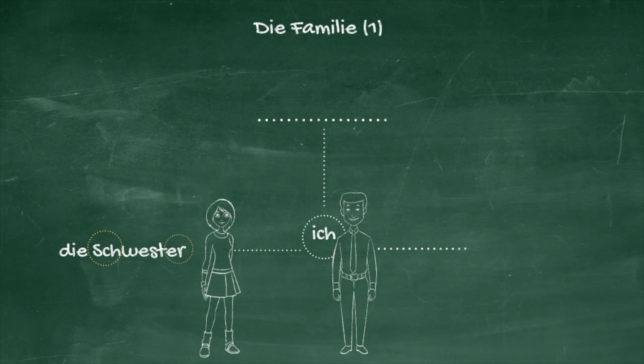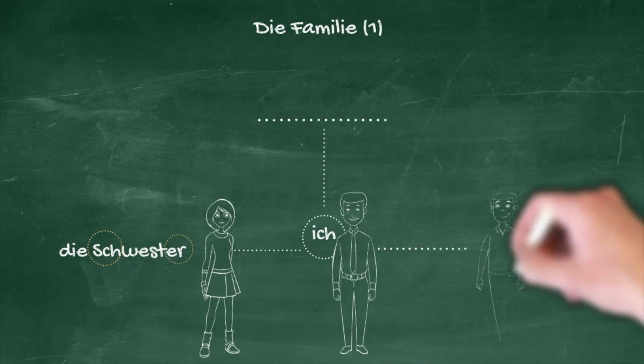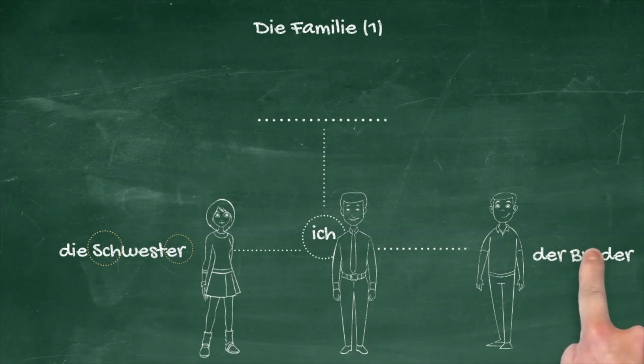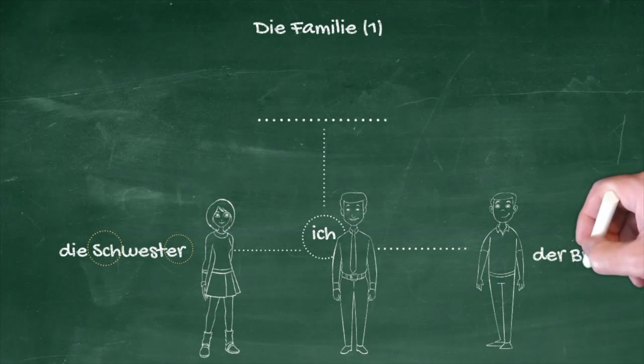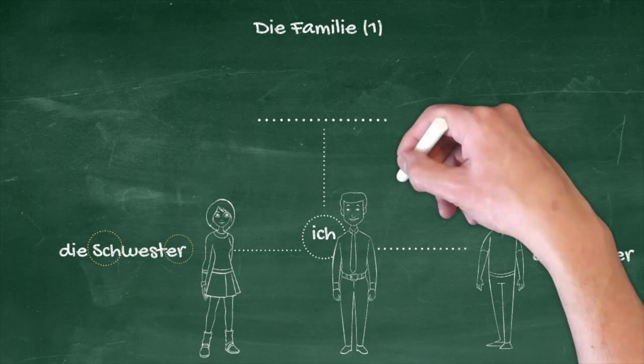In German, it is very important to know the articles. That's why I will always give you the articles with the nouns. Die Schwester. Let's look at the next word. Brother. Brother means Bruder in German. It also starts with the BR, just like in English. Bruder. The article for Bruder is der. Der Bruder.